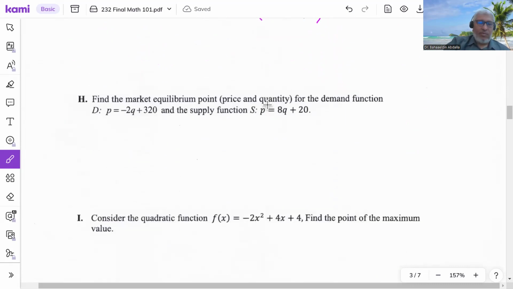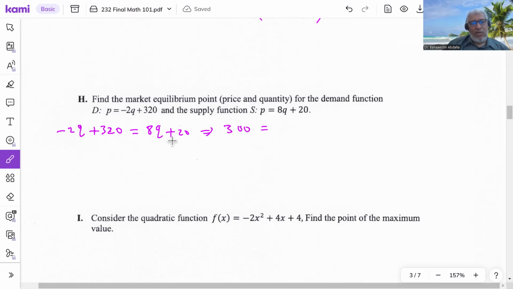Find the market equilibrium point, price and quantity for the demand function and the supply function. The equilibrium points, we solve these two equations together. To solve the equations together, I will solve them by substitution. I have P, so negative 2Q plus 320 will be equal to 8Q plus 20. To solve this equation, I take the numbers to that side. So 320 minus 20 is 300.